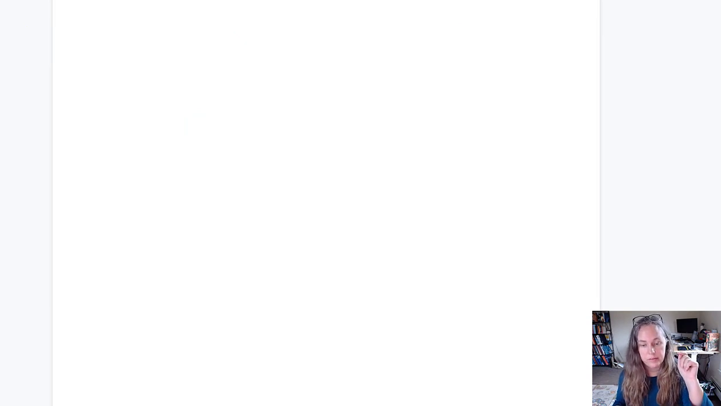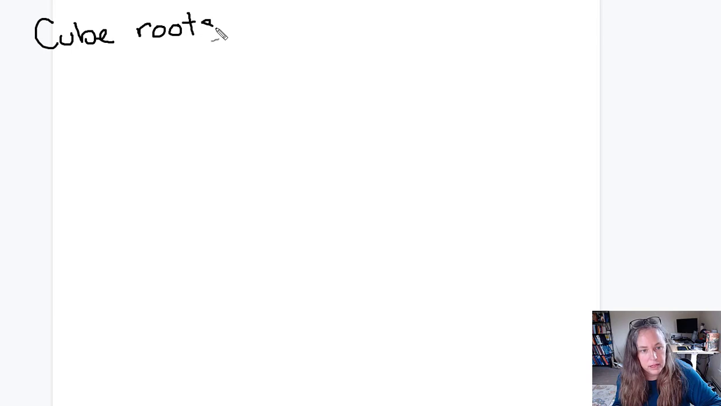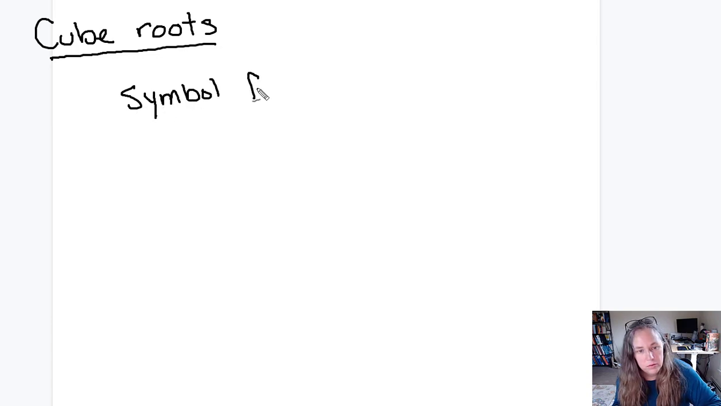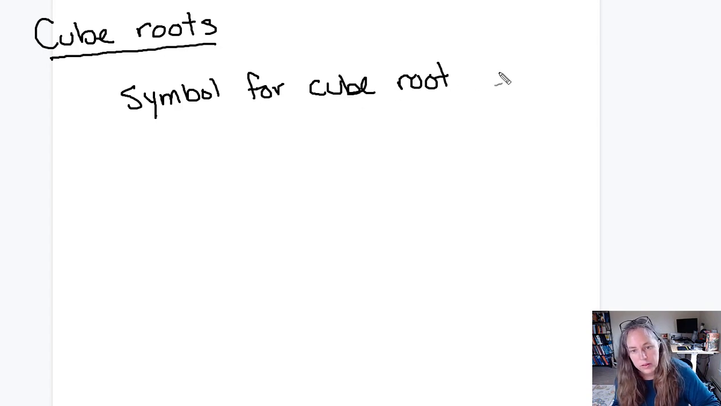I forgot to tell you I was erasing. Sorry. So this is where you definitely want to start taking notes if you haven't already. The symbol for cube root is this. It looks like a square root sign, but then it has a little 3 right here. That is the symbol for cube root. So it's almost like square root, but we've got a 3.